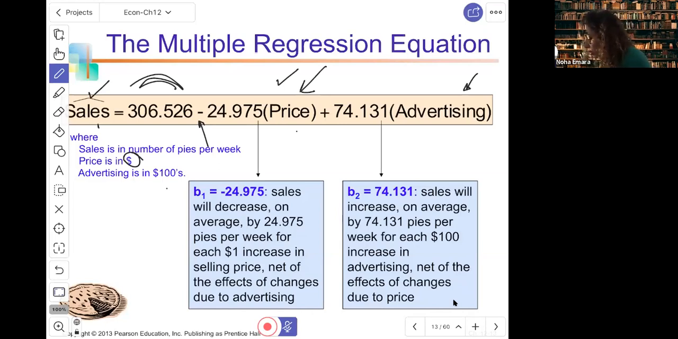So the next one, which is the partial slope of advertising, this one is basically telling us on average, there is a 74 pies per week for each $100 increase in advertising, because the unit of measurement is 100. It's not $1, it's 100. And again, holding constant the effect of price, or holding constant the changes in price.